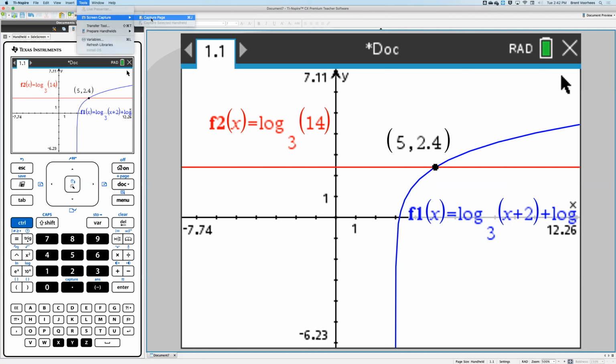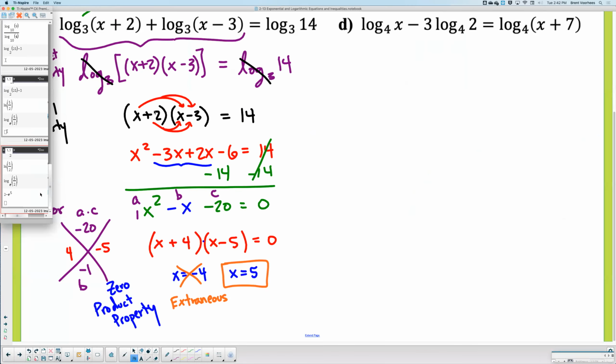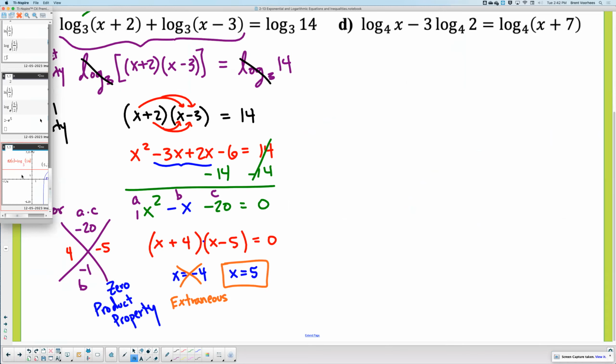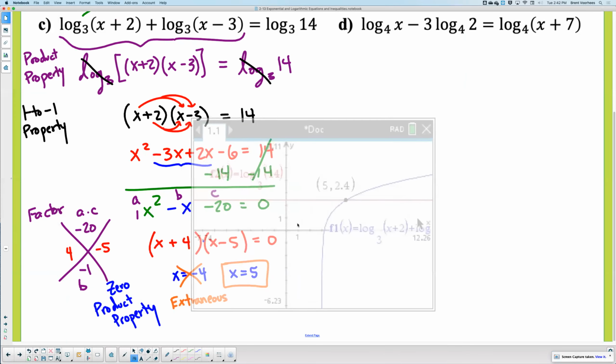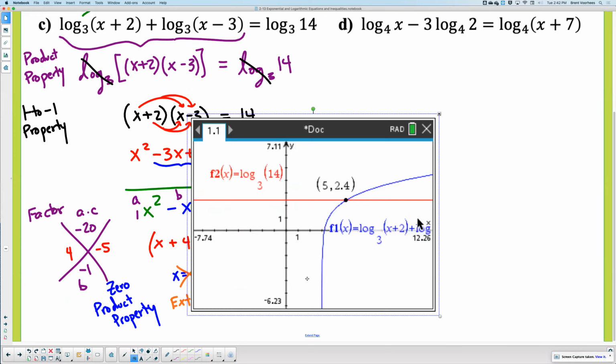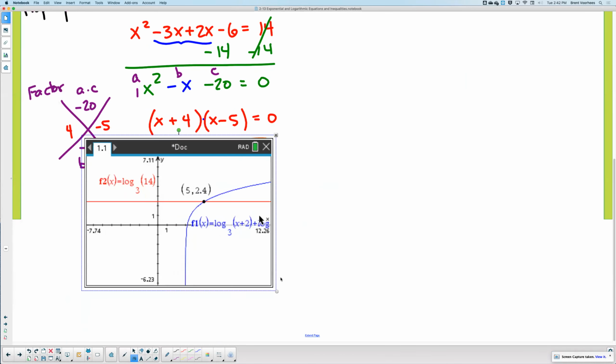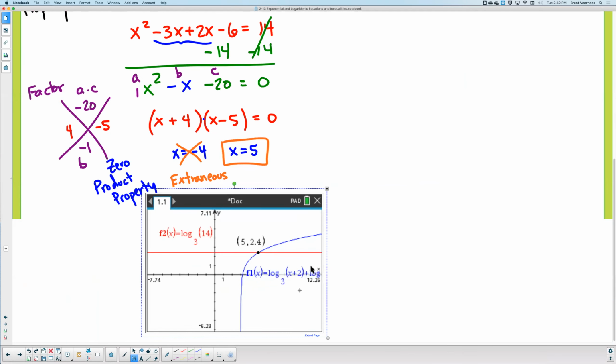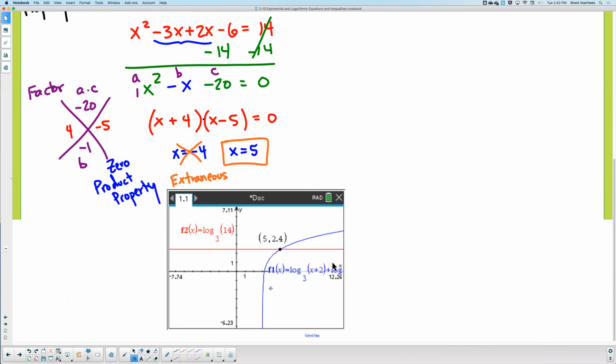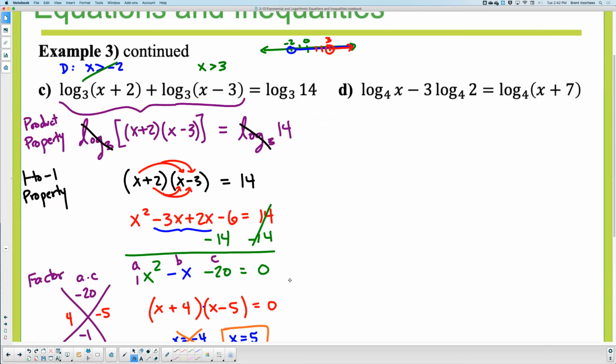Was -4 an answer? No, because this logarithm did not get graphed. It was outside the domain. And so that's why 5 would be the answer. Let me go ahead and add this picture in over here. I'll put it right down there, and you can see that that's a solution. All right, let's reload and do this one more time.